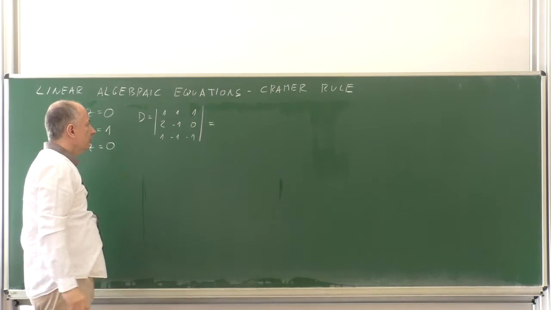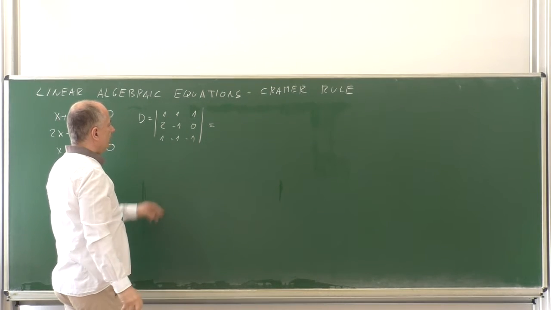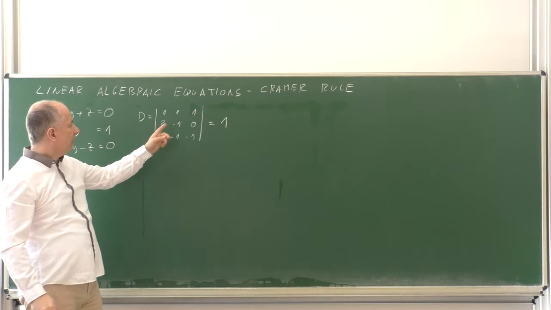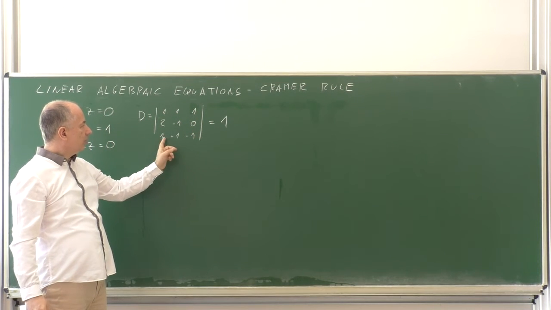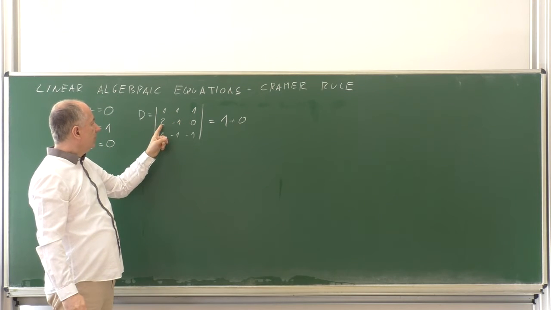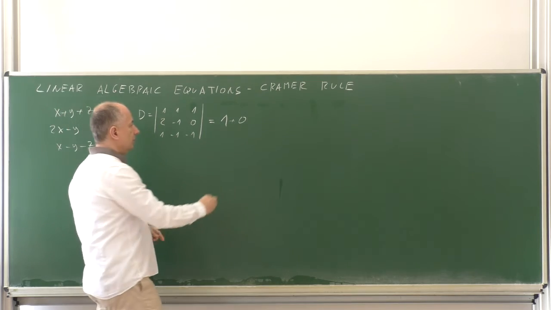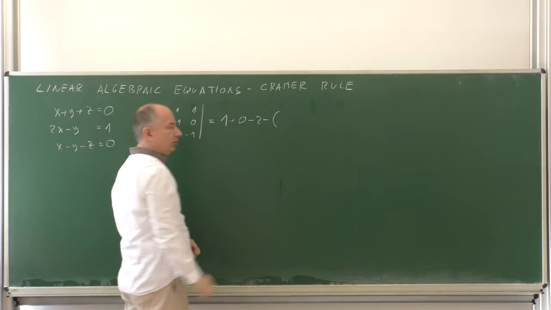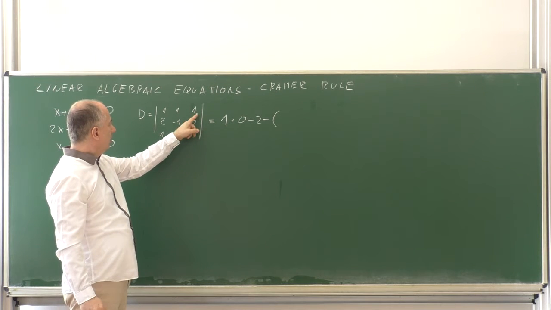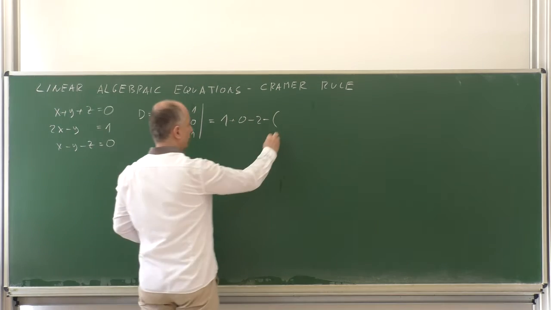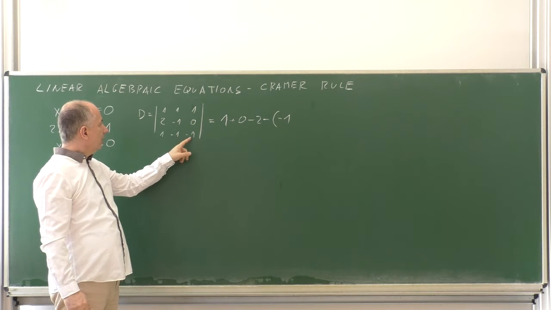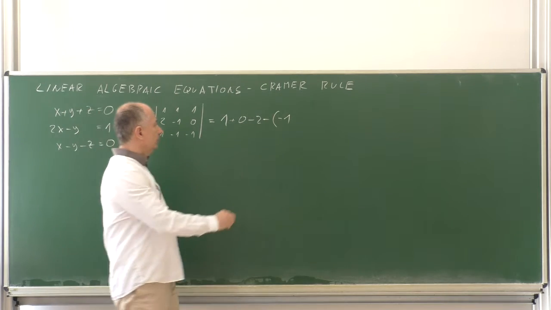We can use the Sarrus rule, so we evaluate the product of the entries on the principal diagonal, which is 1, and then on the neighboring diagonals, 1 times 0 times 1 is 0, and finally 1 times 2 times minus 1 is minus 2, and we subtract the products along the diagonals perpendicular to this one. 1 times minus 1 times 1 is minus 1, 0 times minus 1 times 1 is 0, and minus 1 times 2 is minus 2.